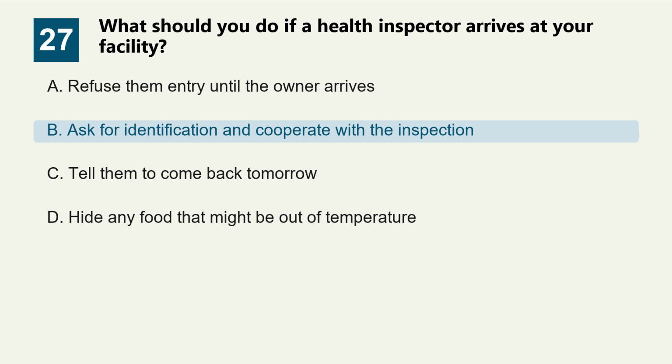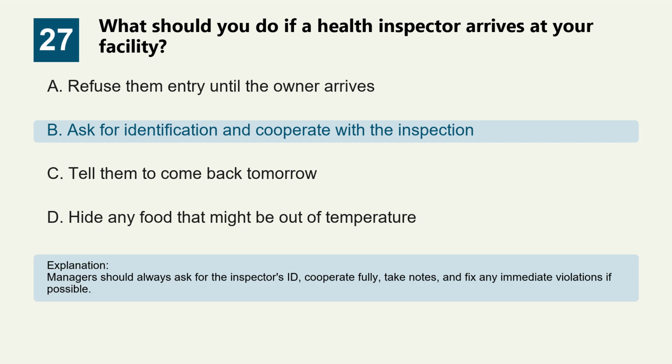Ask for identification and cooperate with the inspection. Managers should always ask for the inspector's ID, cooperate fully, take notes, and fix any immediate violations if possible.